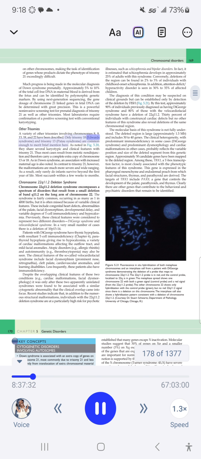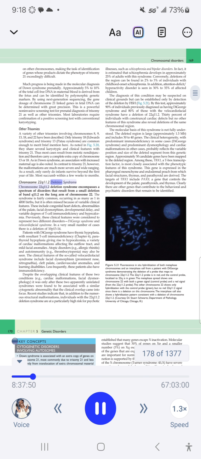Only trisomy 18 (Edwards syndrome) and trisomy 13 (Patau syndrome) are common enough to merit brief mention here. As noted in figure 5.20, they share several karyotypic and clinical features with trisomy 21. Thus, most cases result from meiotic non-disjunction and therefore carry a complete extra copy of chromosome 13 or 18. As in Down syndrome, an association with increased maternal age is also noted. In contrast to trisomy 21, however, the malformations are much more severe and wide-ranging. As a result, only rarely do infants survive beyond the first year of life. Most succumb within a few weeks to months.